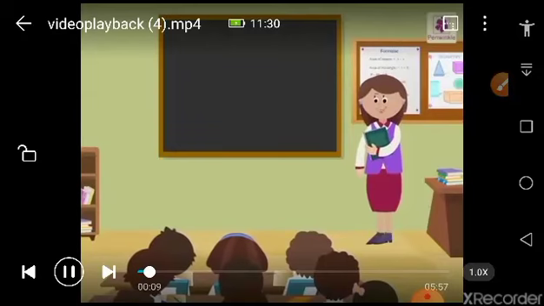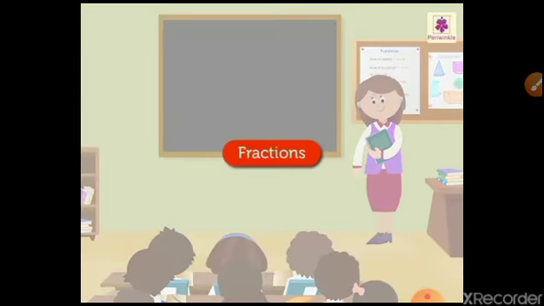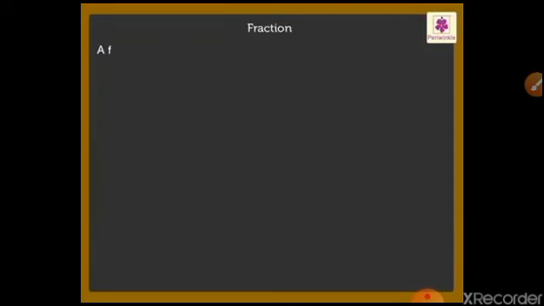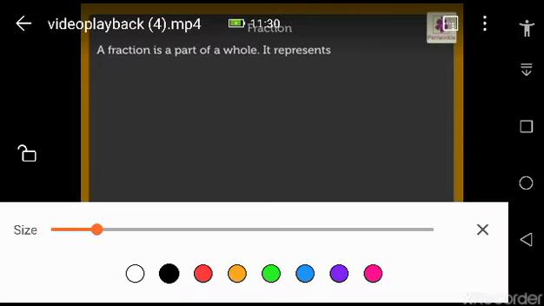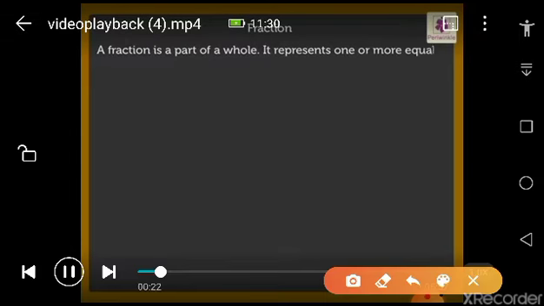Hello children. Today let us revise fractions. A fraction is a part of a whole. It represents one or more equal parts of a whole object.